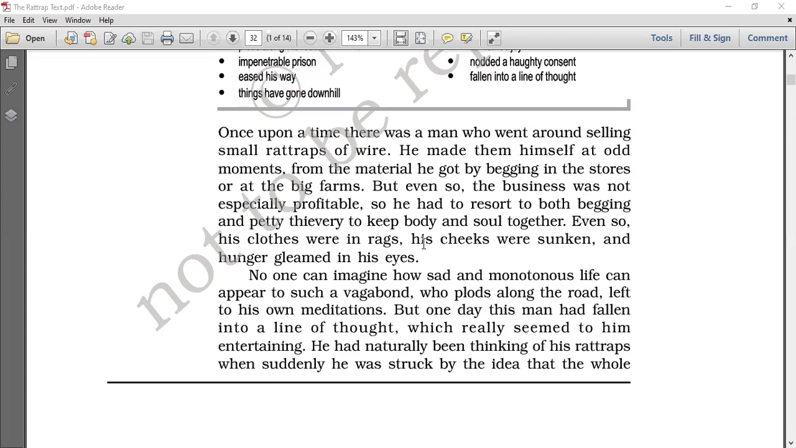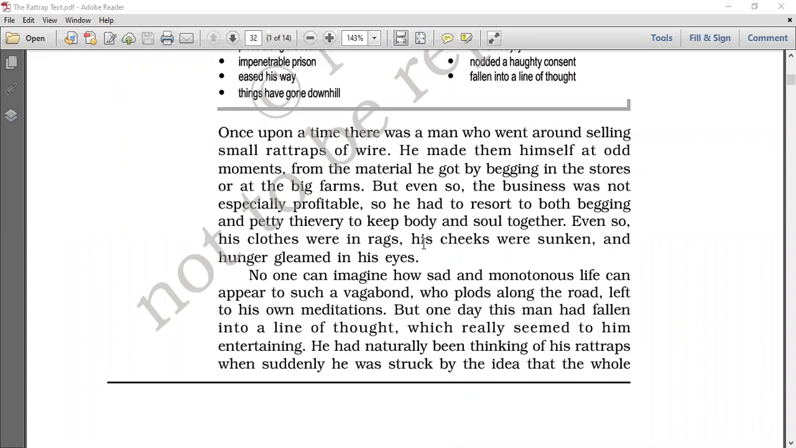Even so, while looking at him, his clothes were in rags. Underline the word rags: what is the meaning of rags? In the sense of totally old, torn clothes. That means the clothes were totally collapsed, and of course dirty enough, without washing or properly stitching. Whatever he got from others, of course he started to use. And here, even so, his clothes were in rags and his cheeks were sunken.